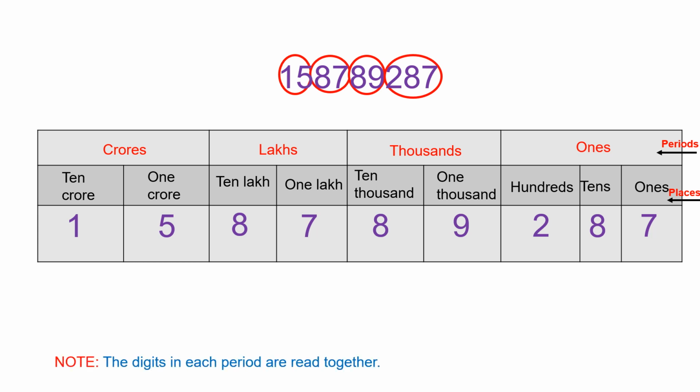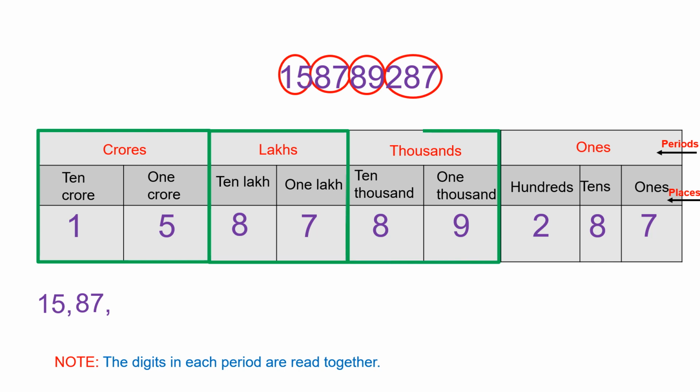The digits in each period are read together. 15 crore, 87 lakh, 89,287.